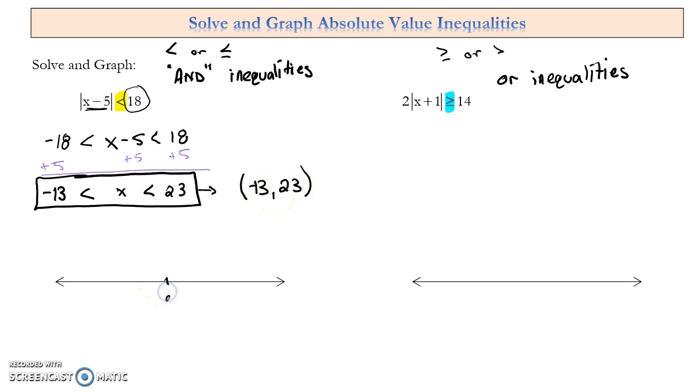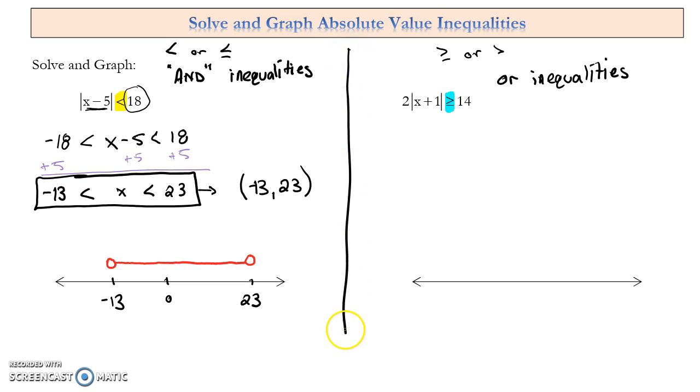And then graphing, I have 0. I have my negative 13, I have my positive 23. These are both non-inclusive, so I have open circles, and it is greater than negative 13, so I'm right of negative 13. It's less than 23, I am less than 23, I'm to the left. There's my solution.